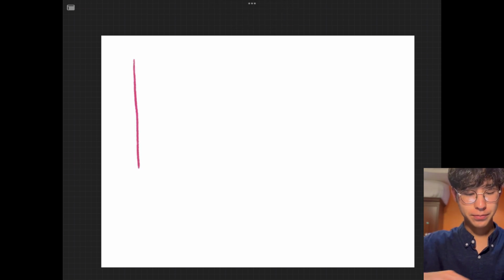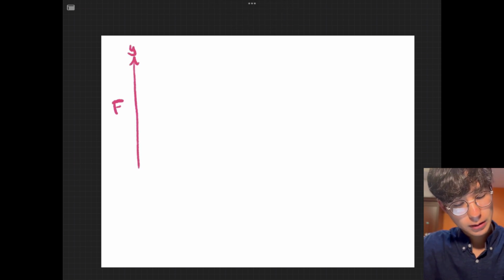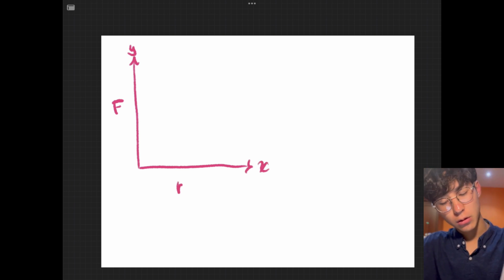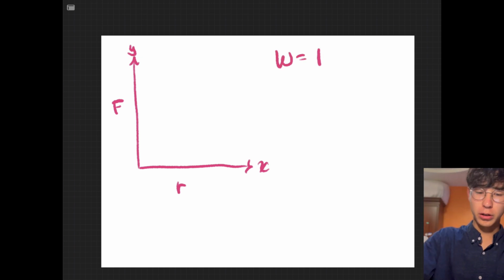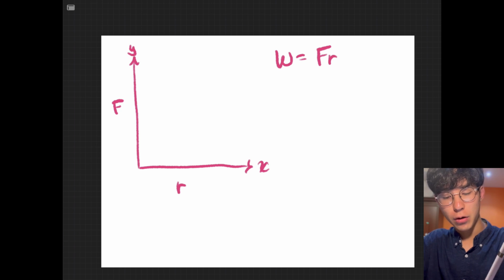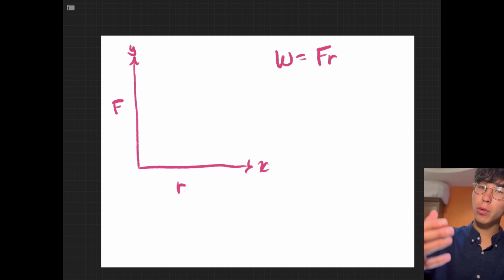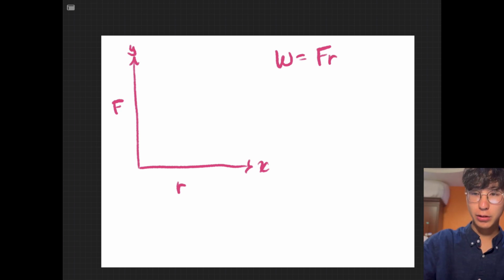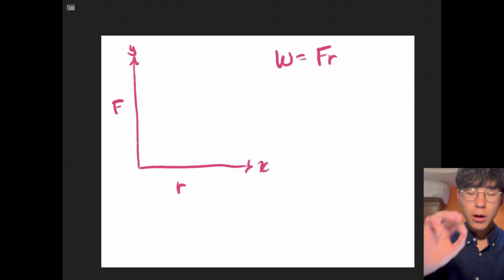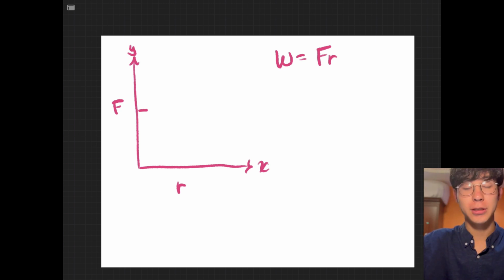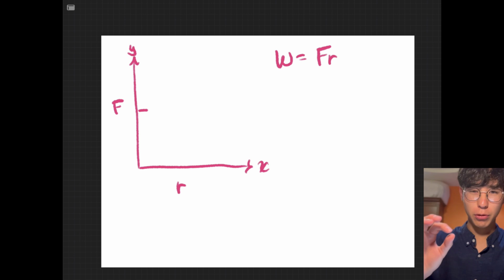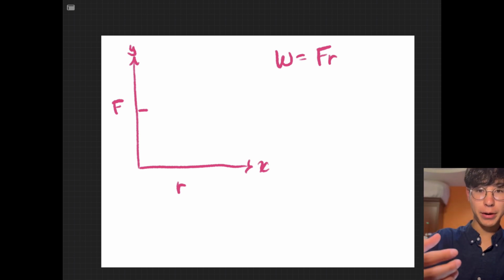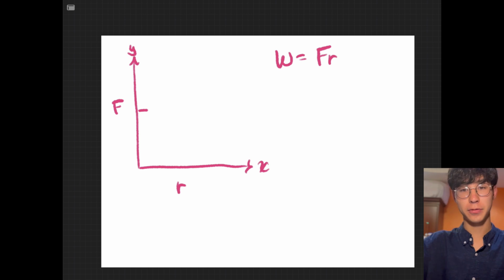So let's start with a graph. Here on the y-axis, it's going to be the force. The x-axis is called the distance r. So the basic formula of work is W equals Fr. The more force you apply, the more work you do. The greater the distance you apply this force over, the more work you do. For the moment, let's assume that force is constant, so it's going to be a horizontal line. Notice that work is like the area under this graph. F times r is like the area under this graph. That's important. So we can think of work as the area under a force-distance graph.